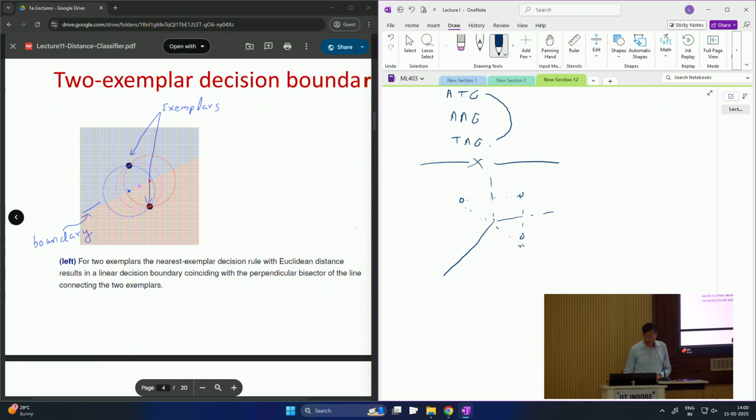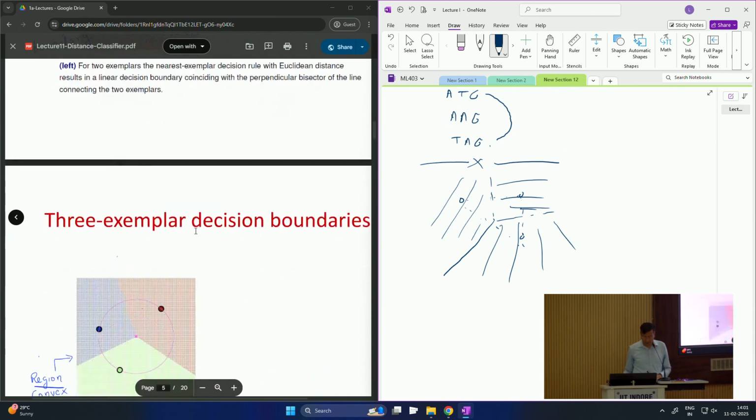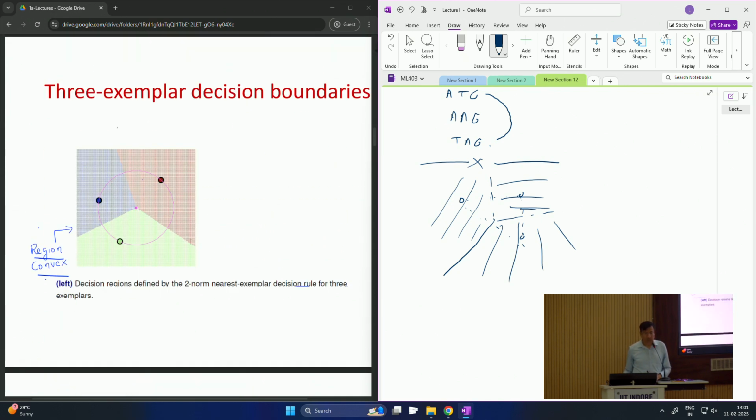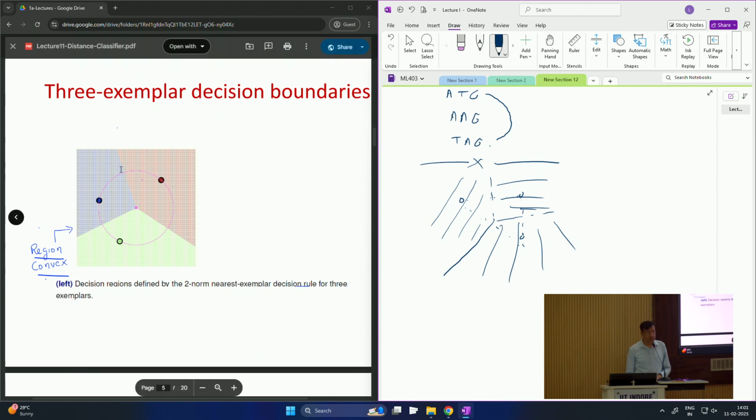Correct? Which means that this region belongs to this class, this region belongs to this class, and this region belongs to this class. So this is how you are defining it visually. Algorithmically, you would just see which is the closest and take it to that class. Is that okay? That is what is shown on the next slide. What is the property of this? These are convex regions. What is a convex region?